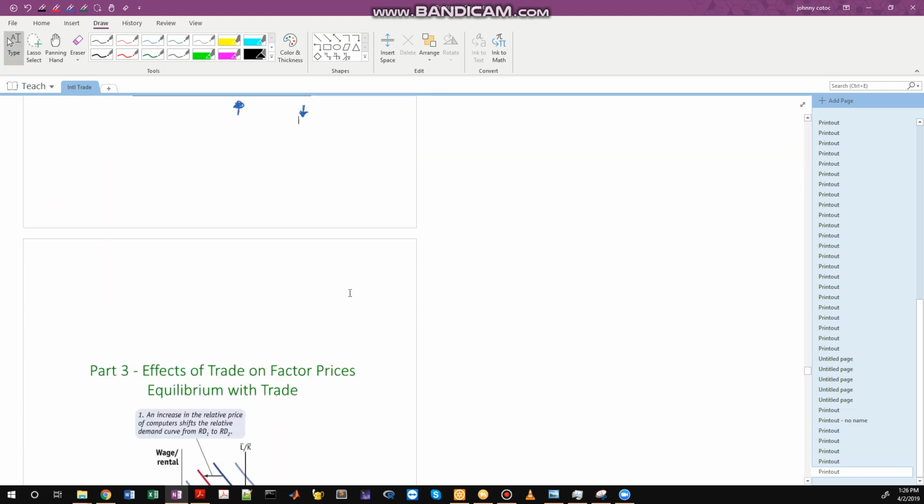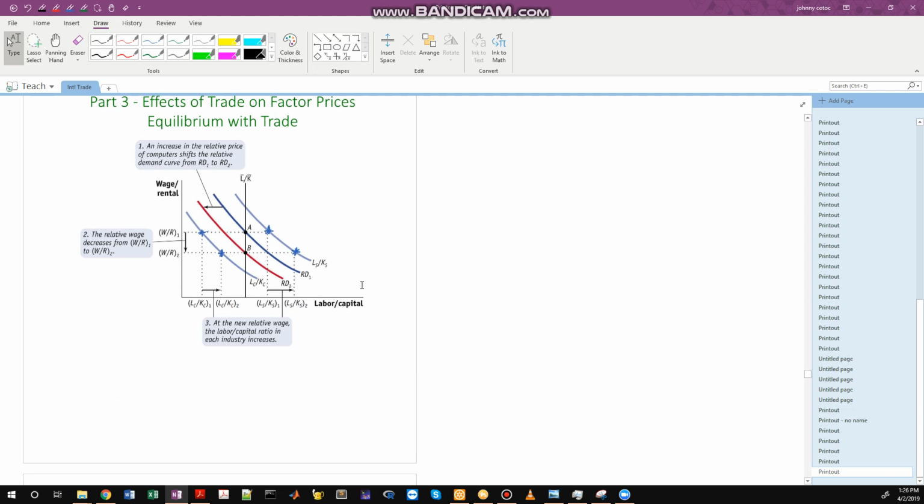So what we're going to see is the best way to understand how this is going to move through these graphs. Okay, so this increase in the relative price of computers shifts these relative demand curves from RD1 to RD2, basically shifts it this way. And why is that? It's because now more of the capital is in the computer section compared to before.